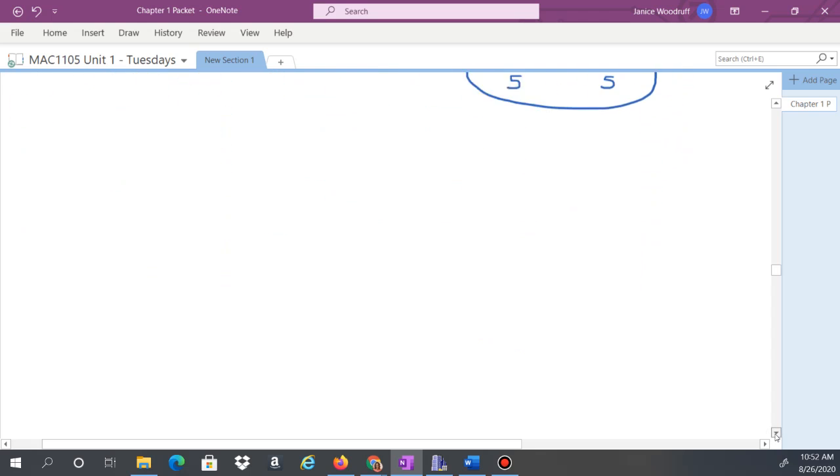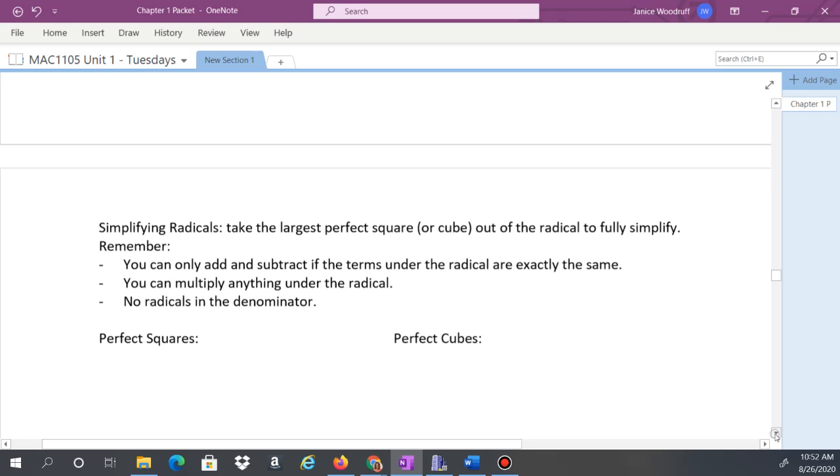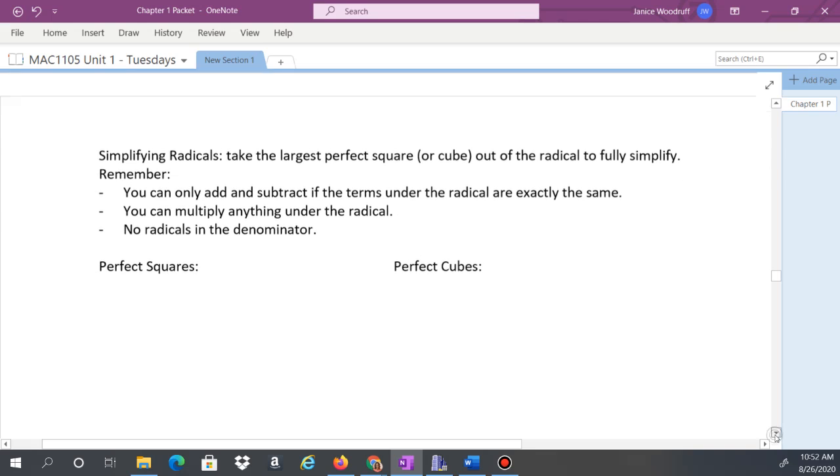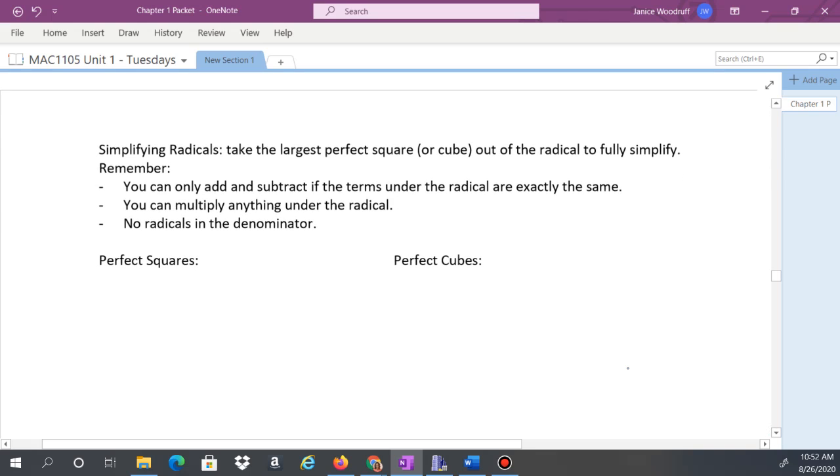All right, let's see what we got here. Okay, I think 1.5 is simplifying radicals. Oh no, this is still 1.4. This is 1.4b. 1.5 is quadratics. All right, so simplifying radicals.